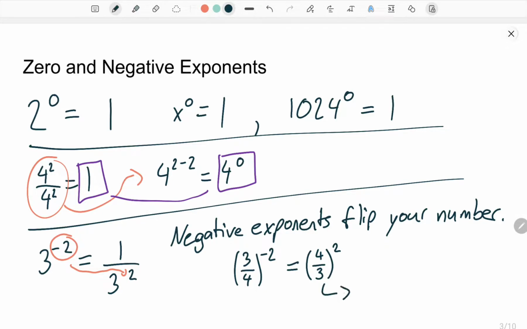And in this case, we could simplify this a little more. If you have an exponent outside a fraction like that, you could write it as 4 squared over 3 squared. So applying that exponent to each part inside the fraction, which as numbers would be 16 over 9. And that's a look at zeros and negatives as exponents.